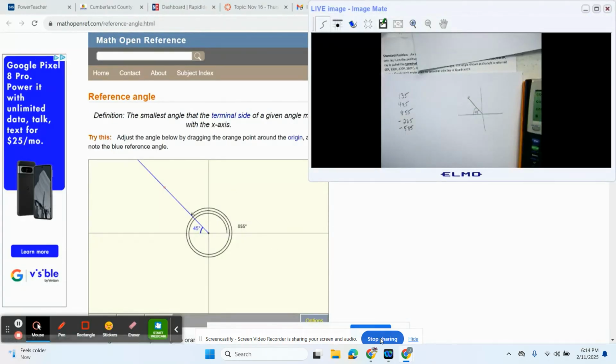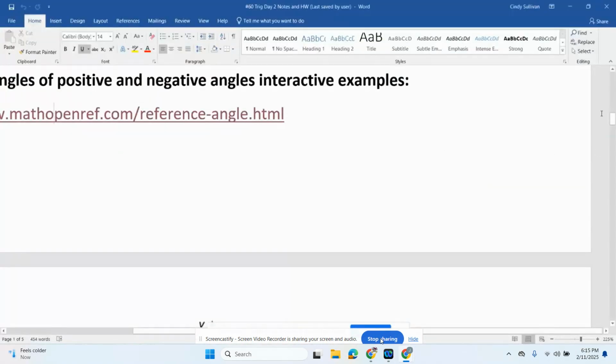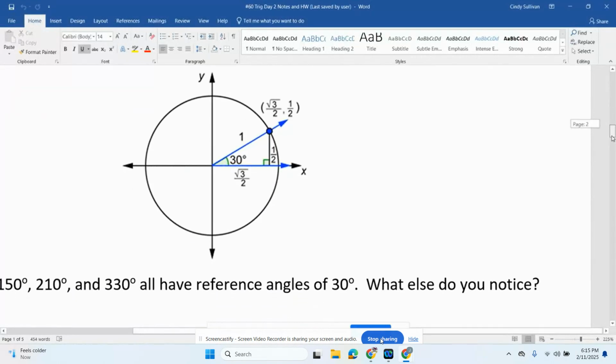So let's go back here. All right, so look at this. Here's what happens. We talked about this yesterday. We talked about if it's 30 degrees, it goes over square root of 3 over 2 and up 1/2. So the coordinate was square root of 3 over 2 and 1/2. The sine of 30 degrees is the y value, 1/2. The cosine of 30 degrees is the x value, square root of 3 over 2. The tangent of 30 degrees is y divided by x, 1/2 divided by the square root of 3 over 2.